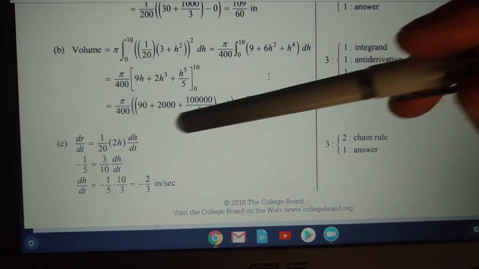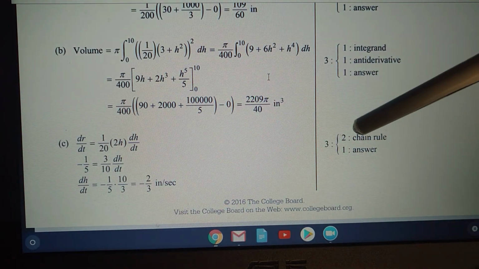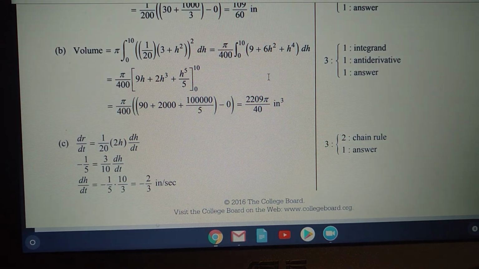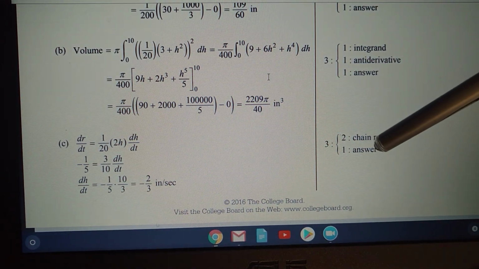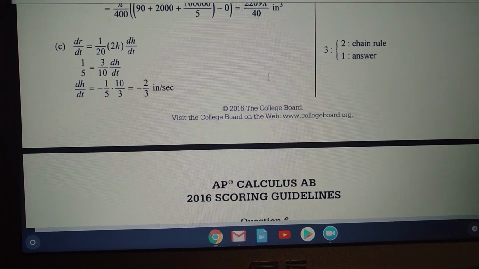So you get 2 points. If you get the 1/20 times 2h, that would get you one of the 2 points, but you have to have your dh/dt in order to get your second point, to recognize that you have to use that chain rule piece there. And then plugging in correctly, we get our answer of -2/3. Okay, score that out of 9.